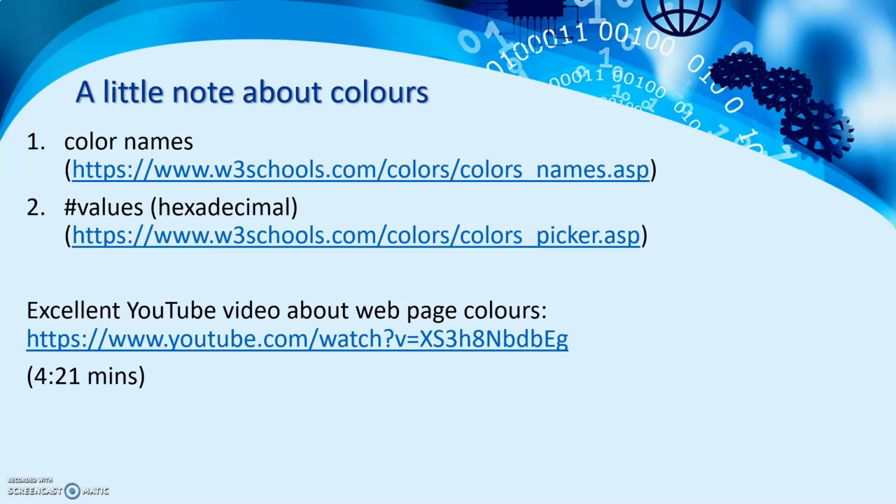But there are lots of other ways of showing colours or picking colours on your web page. And there's this other method here. It's hash, not to do with ID, but hash values. And then there are 6 digits after this, 6 characters, ranging from 0 up to 9 and A up to F. It's something called hexadecimal.